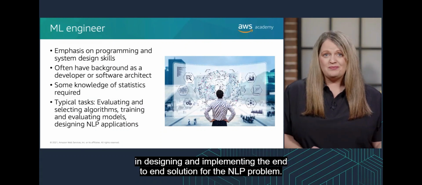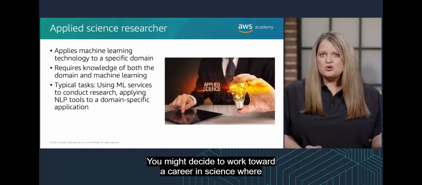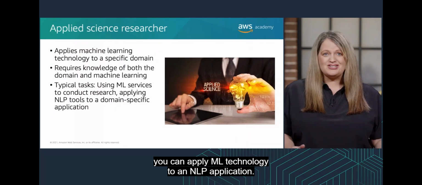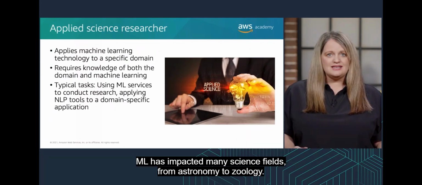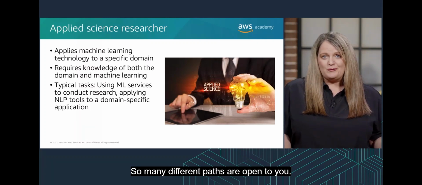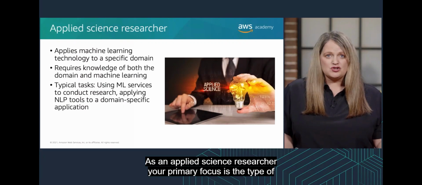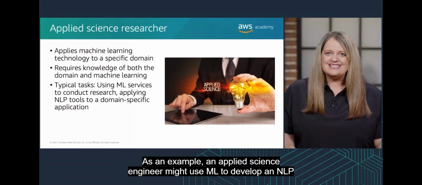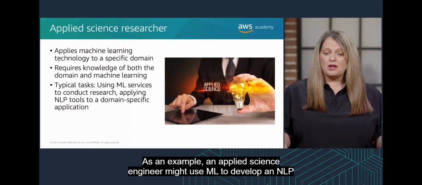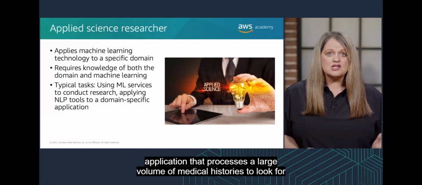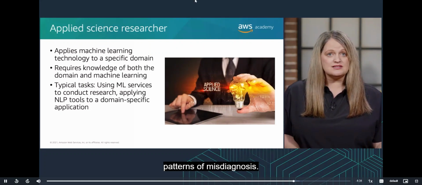A machine learning engineer working on an NLP application would be more involved in designing and implementing the end-to-end solution for the NLP problem. You might decide to work toward a career in science where you can apply ML technology to an NLP application. ML has impacted many science fields, from astronomy to zoology. So many different paths are open to you. As an applied science researcher, your primary focus is the type of science that you concentrate on. As an example, an applied science engineer might use ML to develop an NLP application that processes a large volume of medical histories to look for patterns of misdiagnosis.